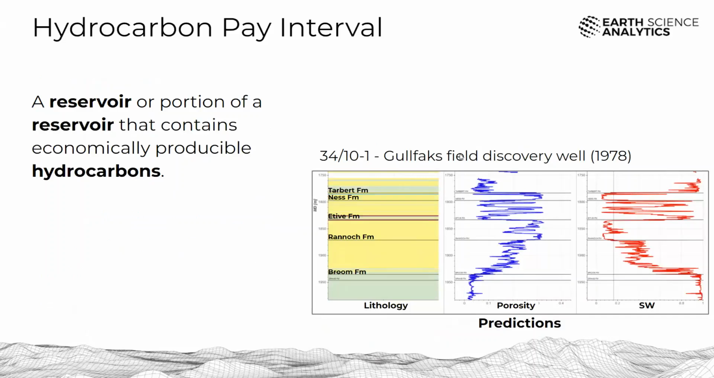But this is the Grosbeak Field and our predictions of lithology. The Brent group shows abundance of sandstone. We have reservoir-style porosity being predicted, and we have a water saturation curve showing low water saturations in that hydrocarbon-bearing interval. So that is fundamentally pay. And this is what we're trying to predict, pay intervals.